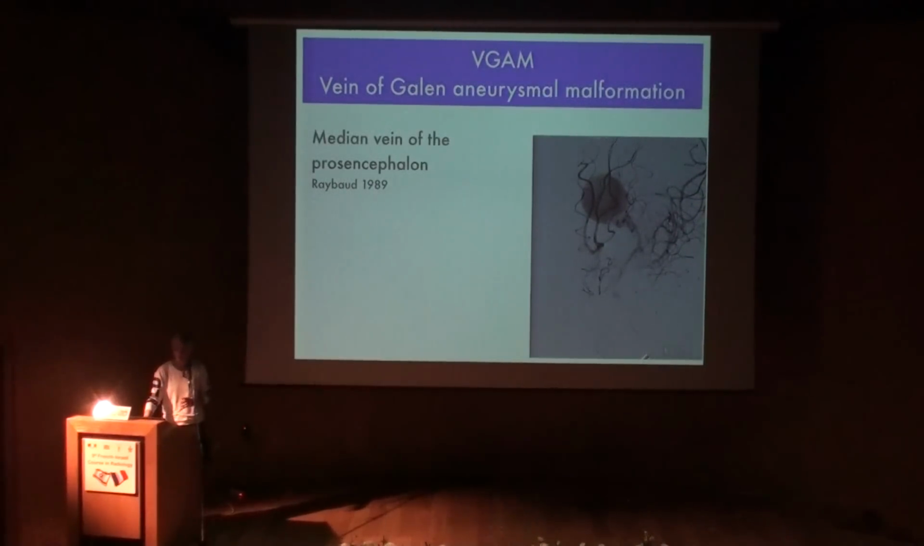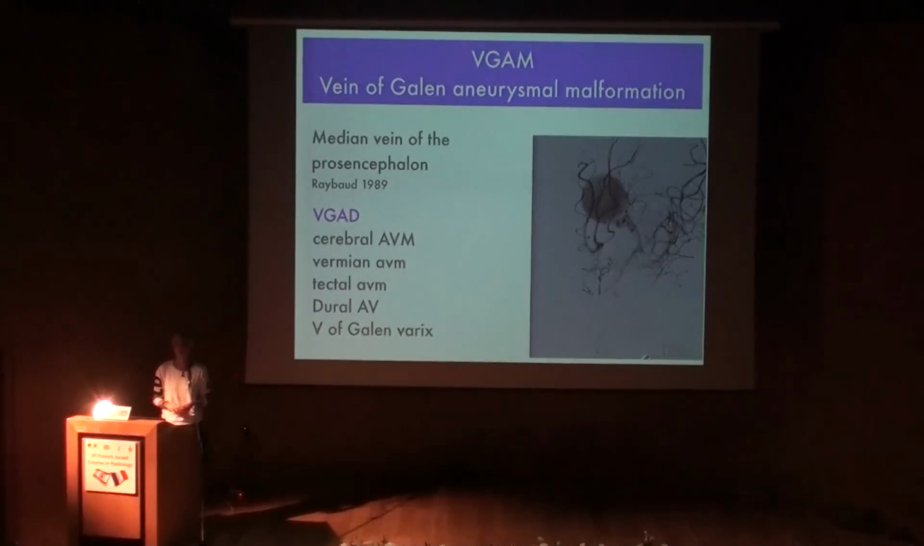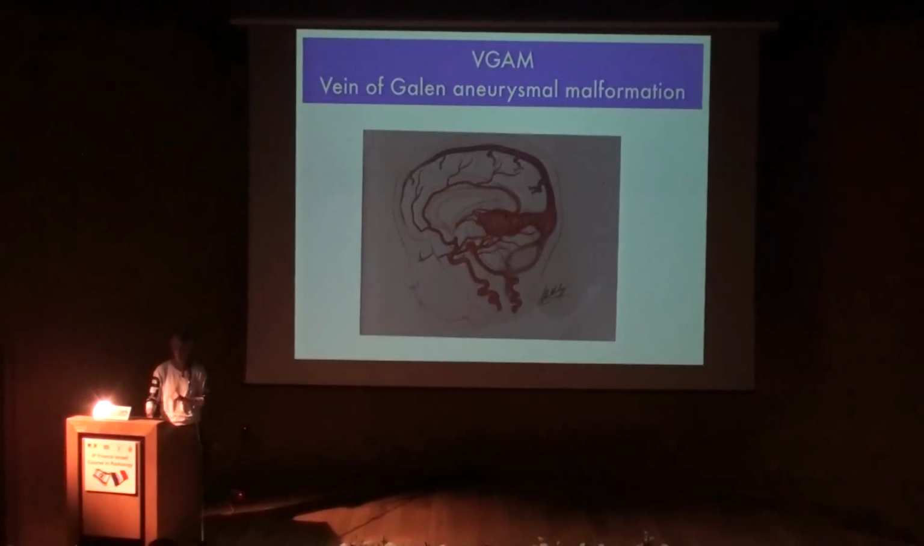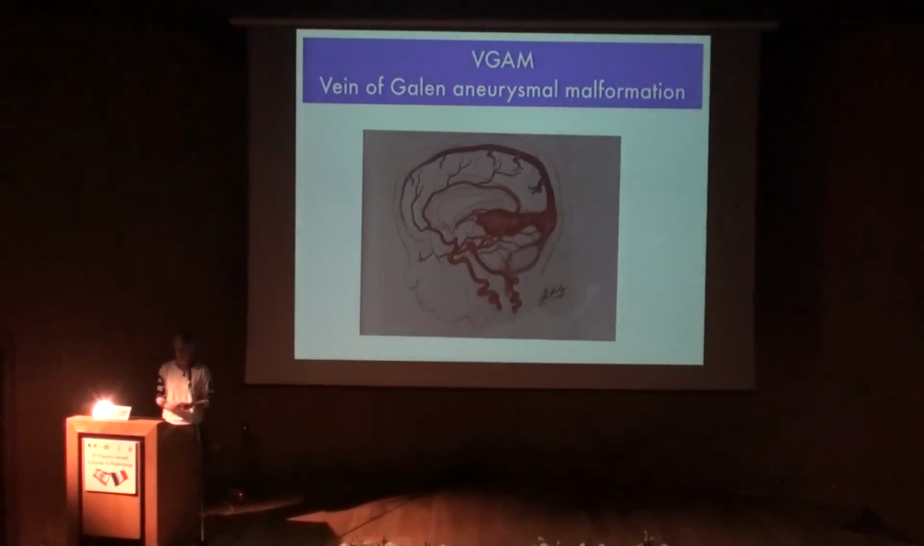And this is in comparison to the vein of Galen aneurysmal dilatation, which is another disease that has a large vein of Galen. But those are just the usual cerebral AVMs, Vernian AVMs, tectal AVMs, or any AV shunt that drains into a normal enlarged vein of Galen. This is not vein of Galen aneurysmal malformation. This is a fetal embryonic disease, and those patients have no vein of Galen, and they usually look like that.